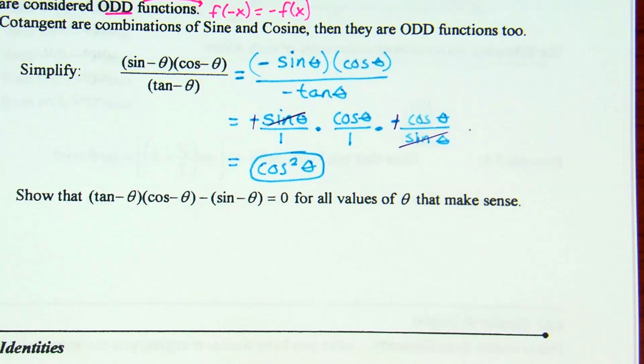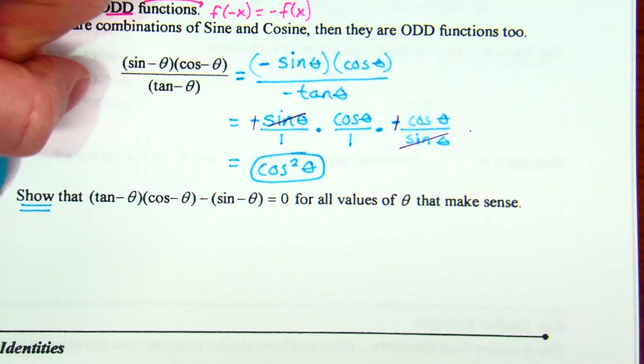Okay, example 3. Tangent of negative theta times cosine of negative theta minus sine of negative theta equals 0. Show that for all values of theta, that makes sense. So it's kind of like prove it, right? Which basically just means work with it until both sides are the same. It says equals 0, so just keep the equals 0 on the right. Our goal is that the left will eventually equal 0 as well. When they say show, in my mind, that's another word for prove.